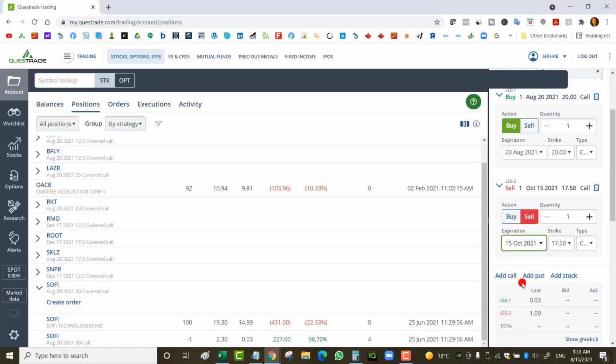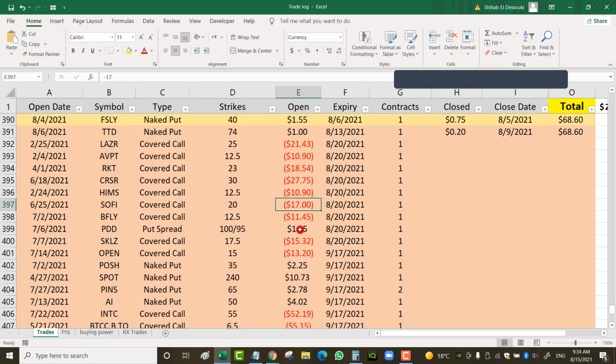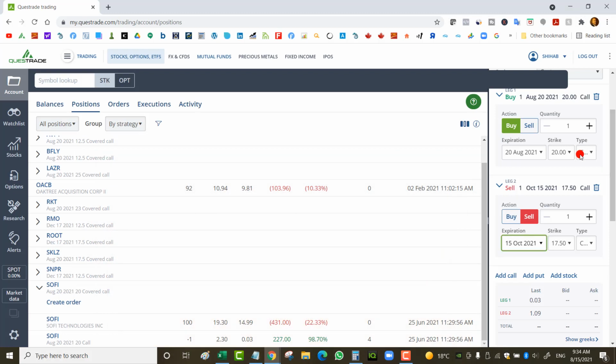Actually, let's see what happens if I go to September. 56 cents. So I could go to October, collect $1, lowering my strike. Now my max profit would be about $1.50 because my cost basis is 17. Yeah, so I could do that.